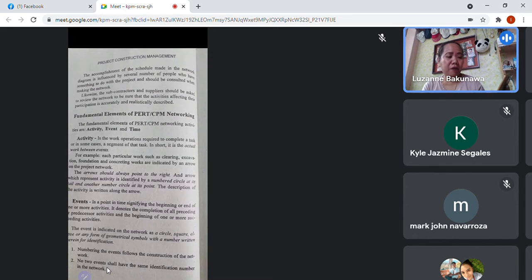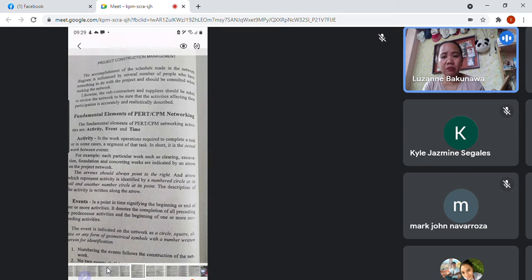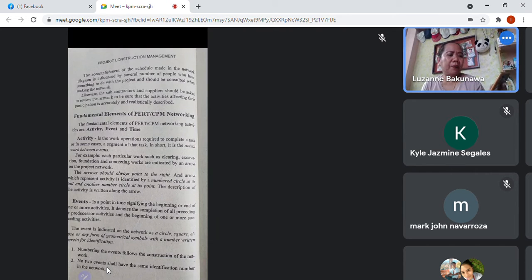Let's say, for example, the workers: you should consult them on how many days it would take them to finish, to check if your assumptions are correct. Likewise, the subcontractors and suppliers should be asked to review the network to be sure that activities affecting their participation are accurately realistic and described, because you do not control their time budget.